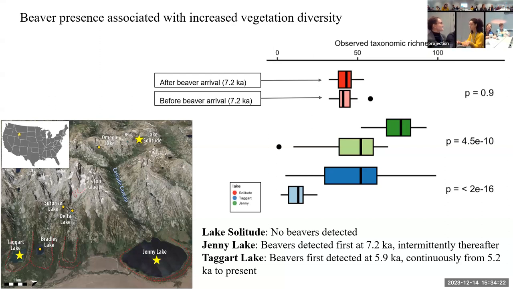This just shows diversity change in these lakes. So these are the lakes that we studied using sedimentary techniques, sedimentary DNA. And we saw significant increases in diversity at the same time that we see beavers arriving in the lakes where we see beavers. And then in that top lake, Jenny Lake, there's no beavers there, no change in diversity.